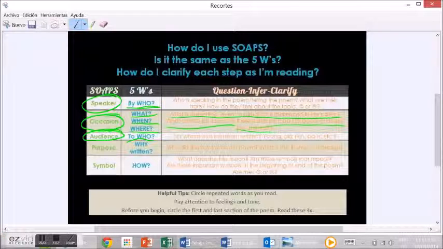And then take it further. Don't just say their name, but what are their character traits? Are they young? Are they old? Young, old, rich, poor, what are they like? The reason the audience is important is because it's going to take us to the next step, which is the purpose of the poem.